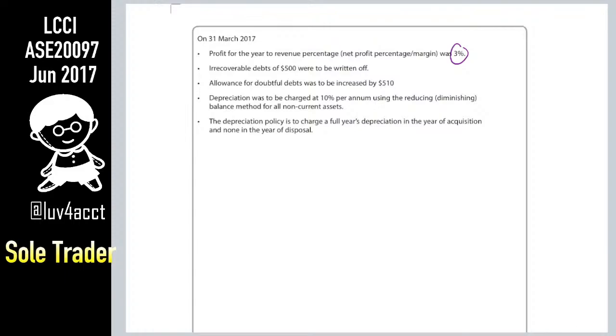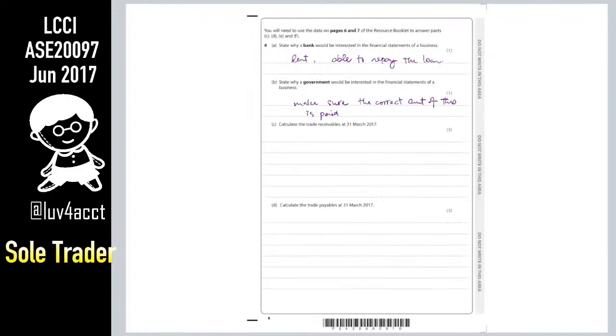You have drawings. You have irrecoverable debt to be written off, so that would affect your closing trade receivables as well. Allowance for doubtful debt 510. Depreciation was to be charged 10% on all non-current assets. Depreciation policy is to charge full year depreciation in the year of acquisition, none in the year of disposal. Nice. So let us calculate the trade receivables and payables.